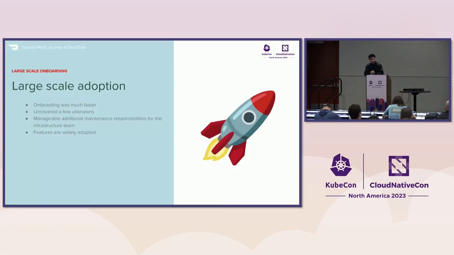Following the execution of the plan, we started massive adoption, and things were doing okay overall. Onboarding was much faster. We had a few unexpected issues for some services, which is kind of expected, resulting in around 2 or 3 incidents. But fortunately, we were able to roll back fast before things went wild. There is some additional maintenance responsibility on the infrastructure team, which is, I guess, still maintainable nowadays. Many features like client-side load balancing, zone-aware routing, and header-based routing are also widely adopted.